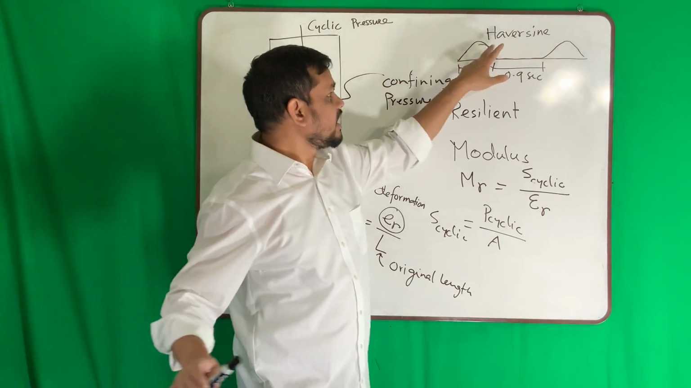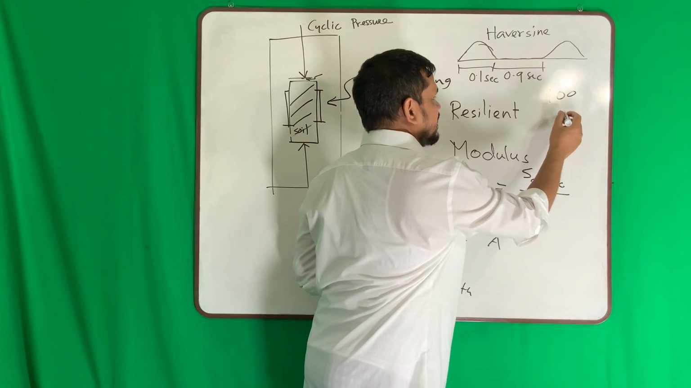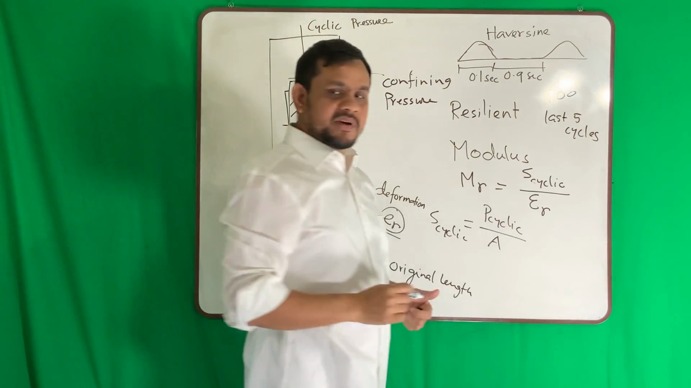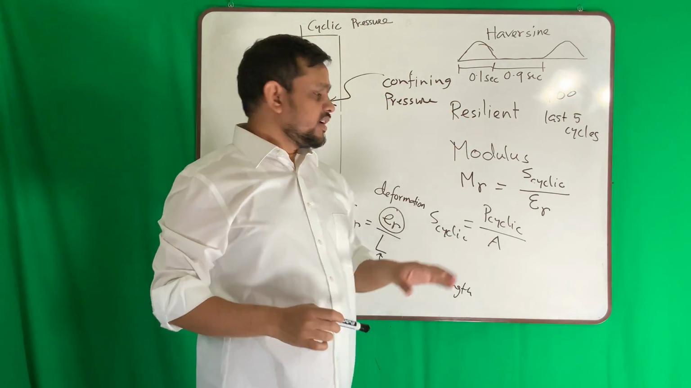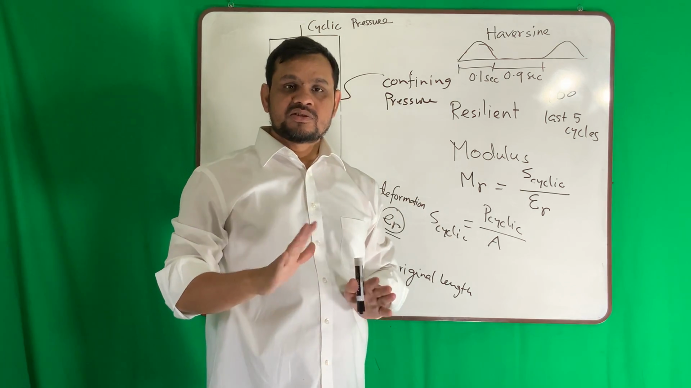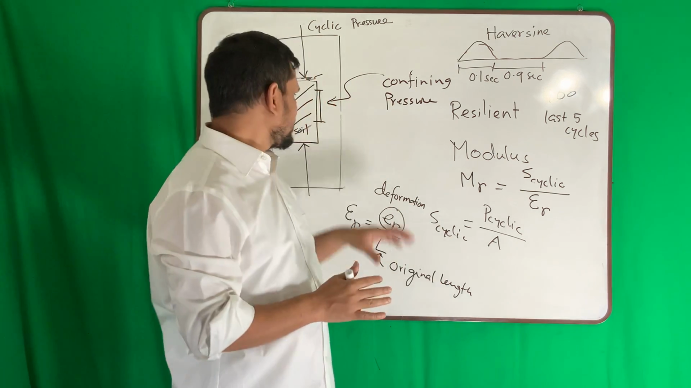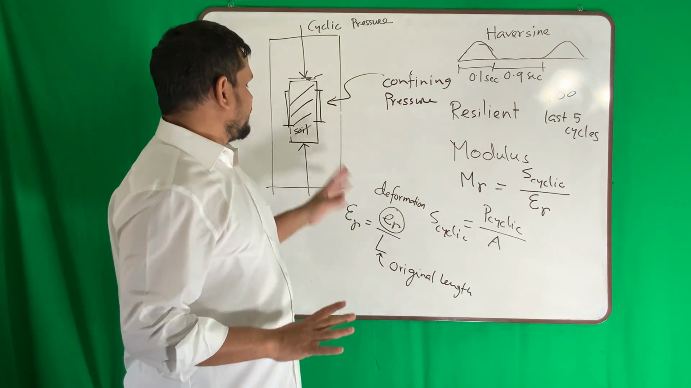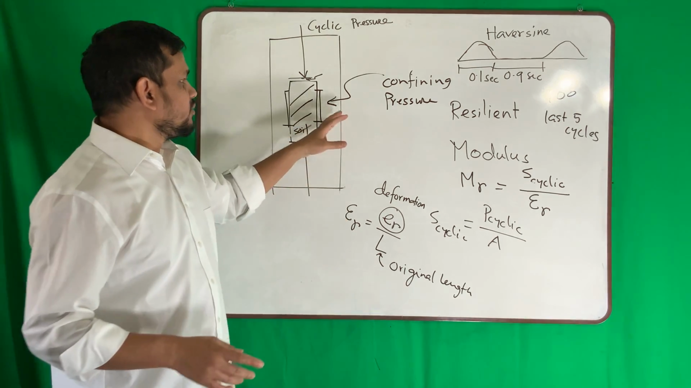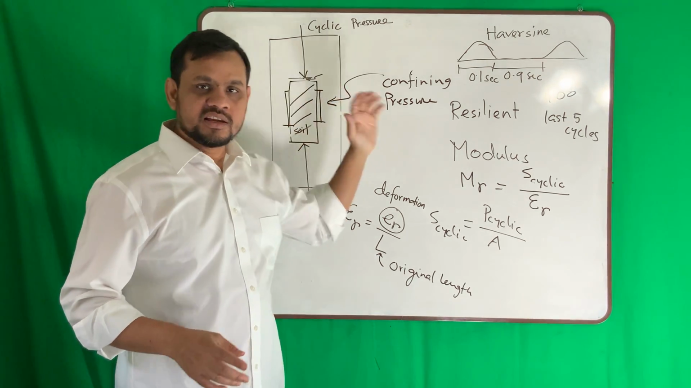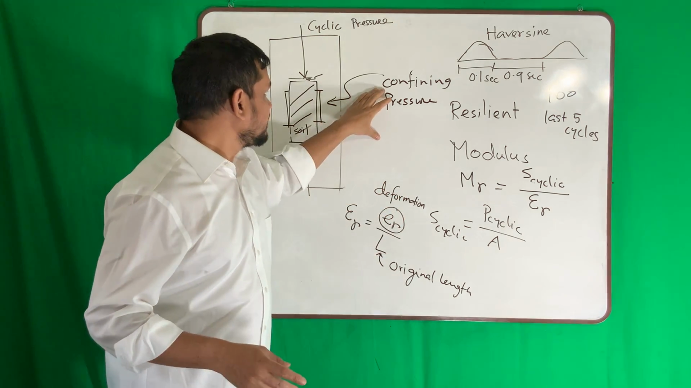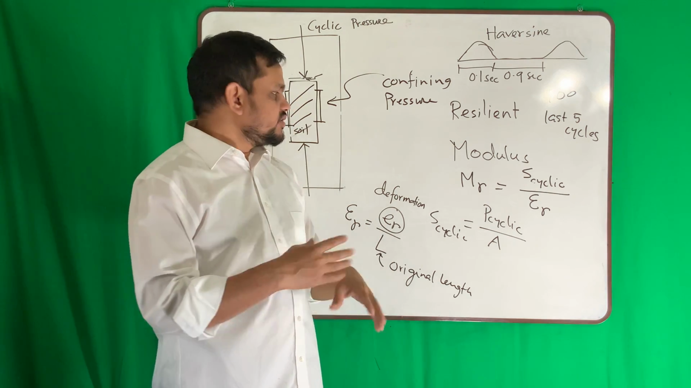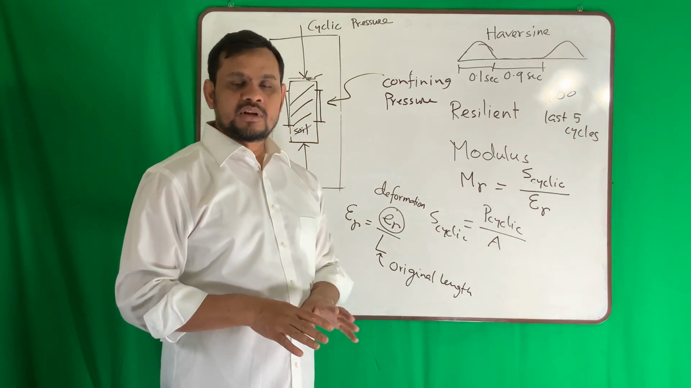We apply this kind of load 100 times, and take the last 5 cycles. Why last 5 cycles? Because at the beginning the result is not so stable. It changes because soil is not a homogeneous material. That is a different story. Then once one configuration is done, in the next step we take another confining pressure and another cyclic pressure as recommended by ASTM. So this way we determine the resilient modulus.